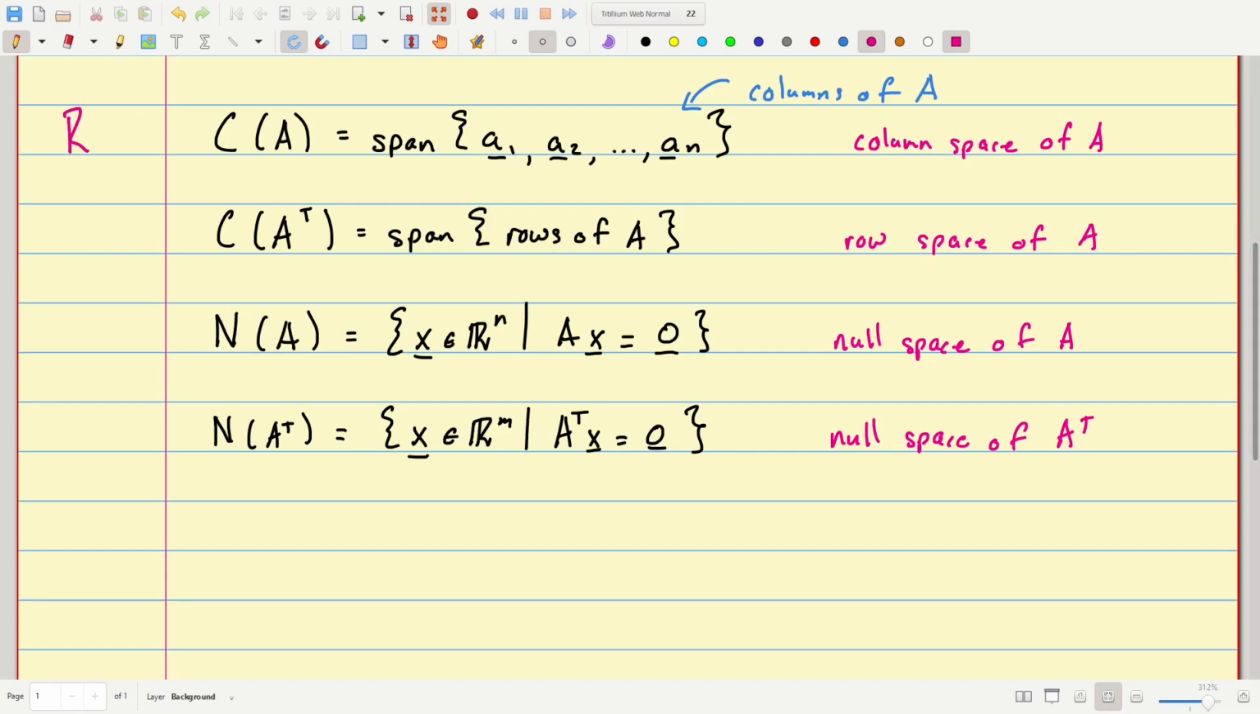And they'll use R of A, but mean the column space. Grinds my gears. I hate it. All right, so be on the lookout for that. I'll try to be consistent and use notation that's not just bad. But do know that that's out there in the world.